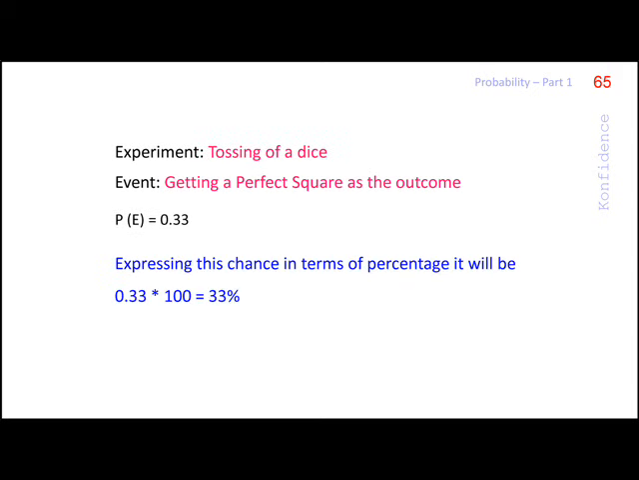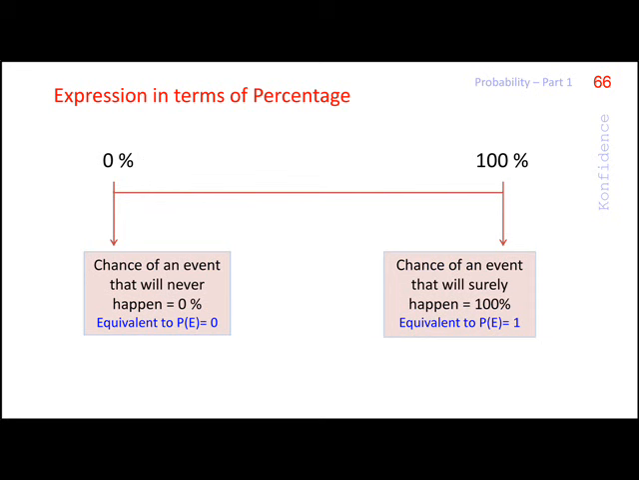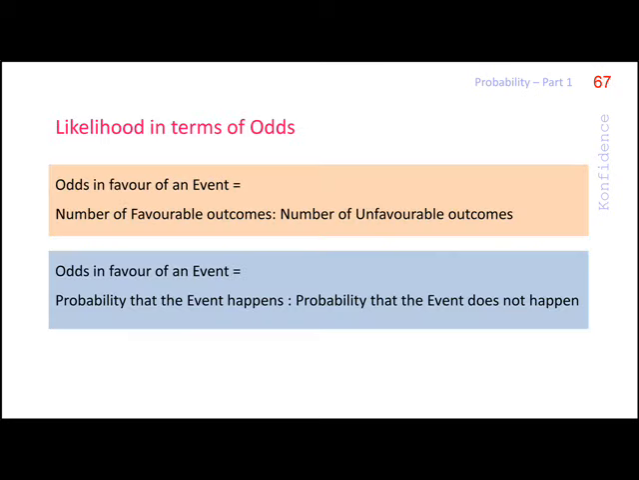So, the probability of getting a perfect square when you toss a coin will be 2 divided by 6, or 0.33. Another way of expressing this chance is in terms of percentage. This is obtained by multiplying the probability value with 100. Thus, we can say that there is 33% chance of getting a perfect square when we toss a coin. When we express chance of occurrence of something in terms of percentage, the value should be between 0 and 100. Thus, a probability of 0.5 corresponds to 50% chance. A probability of 1 corresponds to 100% chance.